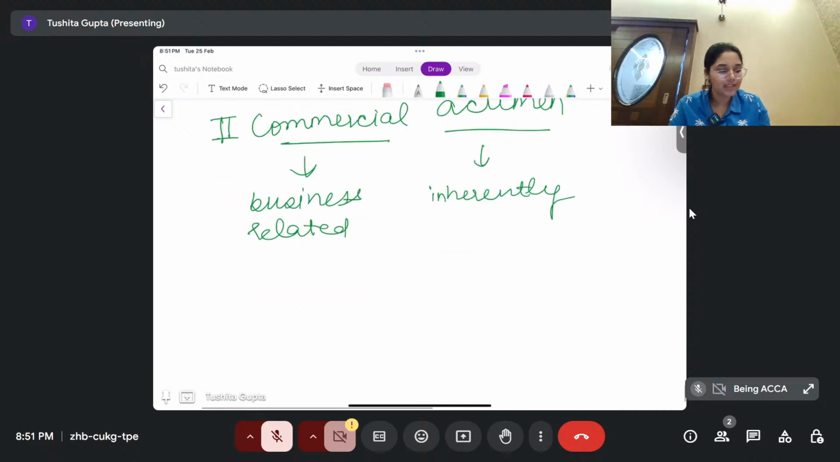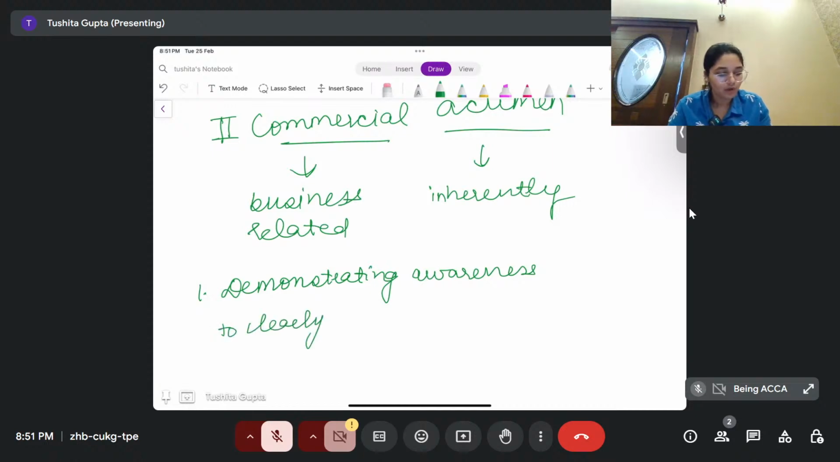The first thing you are supposed to take care of is demonstrating awareness. Demonstrating means showing, and awareness means that you are aware of it, you know about it. So, you have to show that you know about business. This is exactly what this means. Here you are supposed to clearly show knowledge. How will you clearly show knowledge?